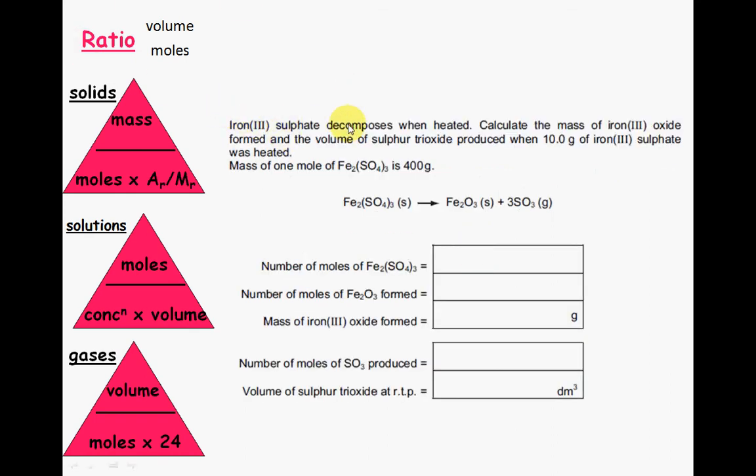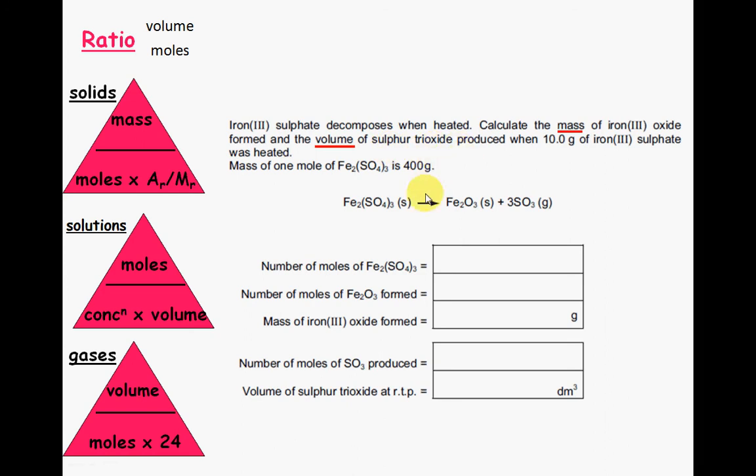Alright, let's have a look at something a bit more difficult. Iron sulfate decomposes when heated. Calculate the mass of iron 3 oxide formed and the volume of sulfur trioxide produced when 10 grams of iron 3 sulfate was heated. Mass of 1 mole of iron sulfate is 400 grams. Okay, I've got an equation here. Brilliant. Alright, so what am I trying to find out? To find the mass of iron oxide and the volume of sulfur trioxide.